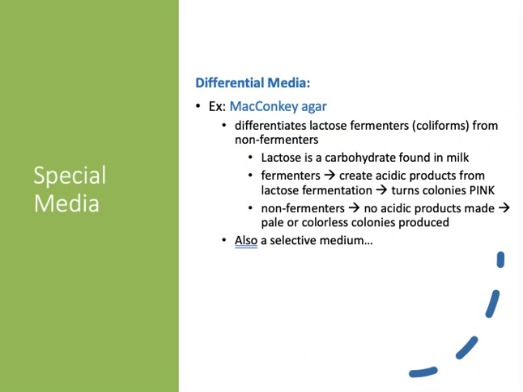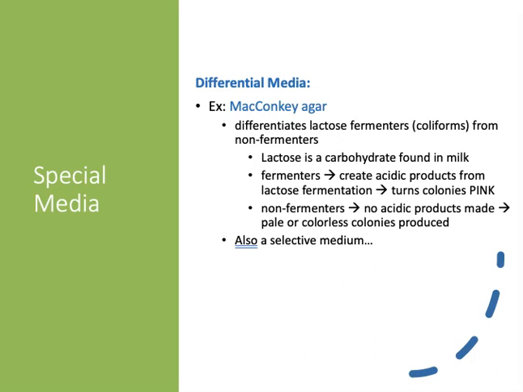A good example of a differential medium is one called MacConkey agar. MacConkey agar is going to help, again, differentiate between closely related species or strains of bacteria. What MacConkey agar can do is differentiate between bacteria that are able to ferment lactose from bacteria that are not. Now, there are lots of bacterial species in the human gastrointestinal tract that are able to ferment this sugar called lactose. Lactose is just milk sugar.